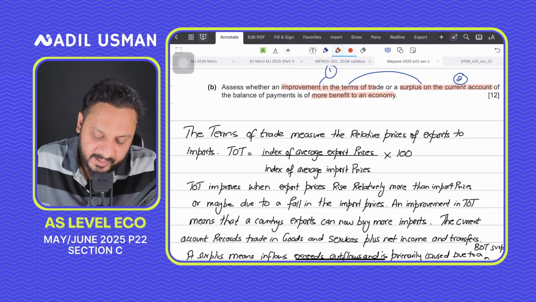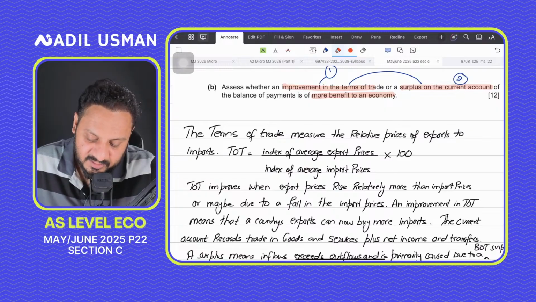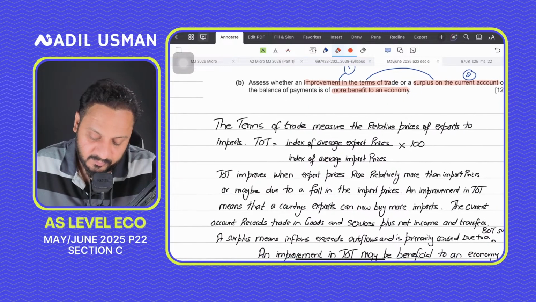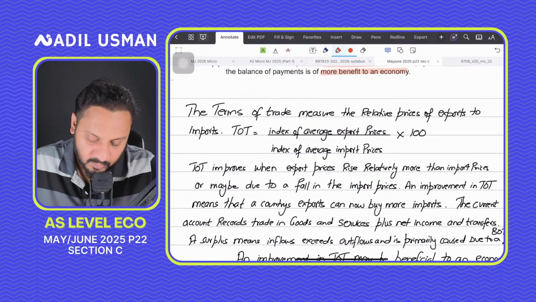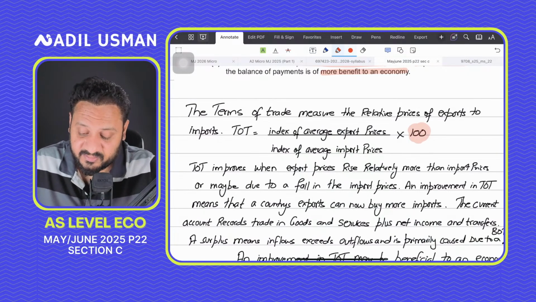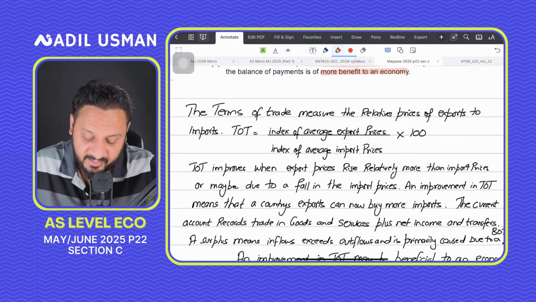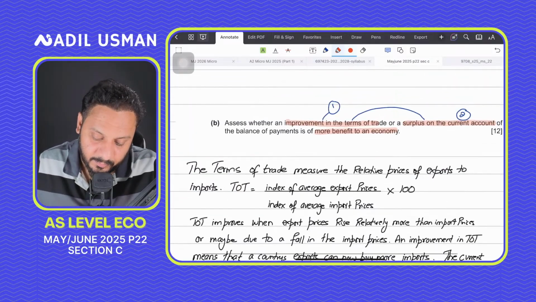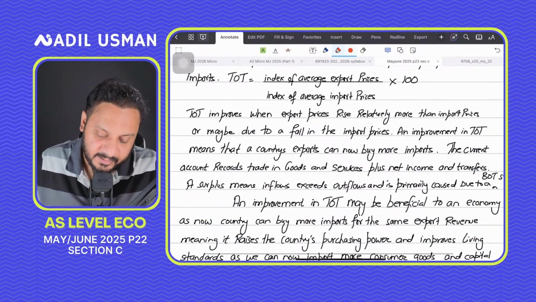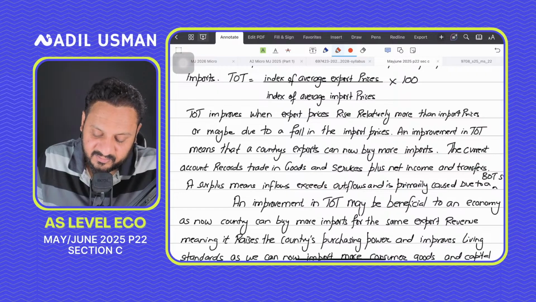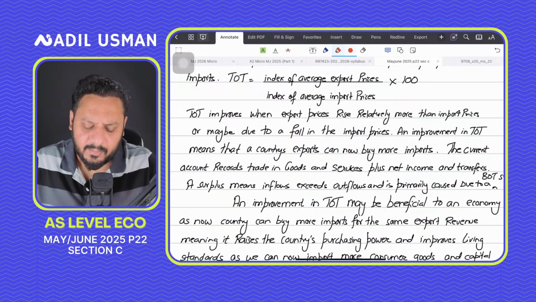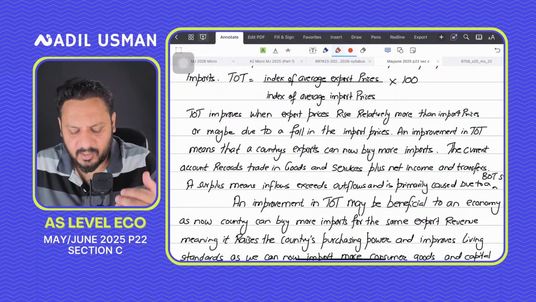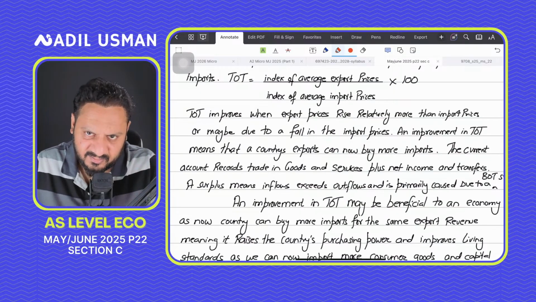The terms of trade measures the relative prices of exports to imports. Terms of trade, you know what the formula is: index of average export prices over import prices. It's an index. The multiplier by 100 is not a percentage. It is converting the ratio of export to import prices to an index number. Terms of trade improves. Now, since they were asking about an improvement in terms of trade, you will say that terms of trade improves when export prices rise relatively more than import prices, or maybe it can improve due to a fall in import prices. So if the import prices fall or export prices rise more than import prices.